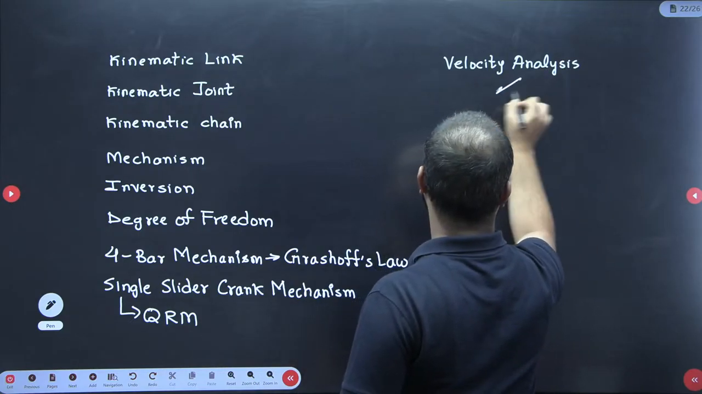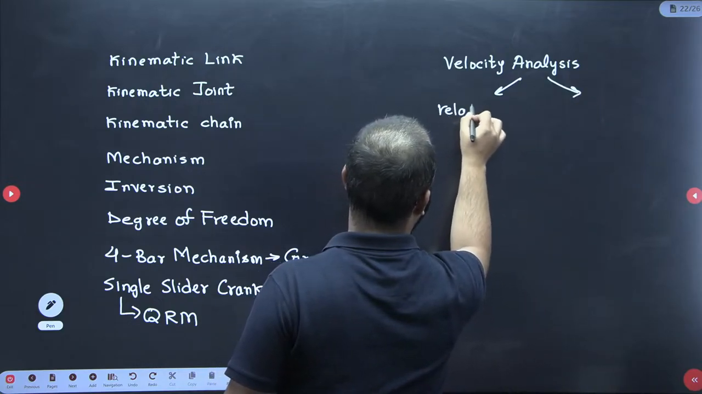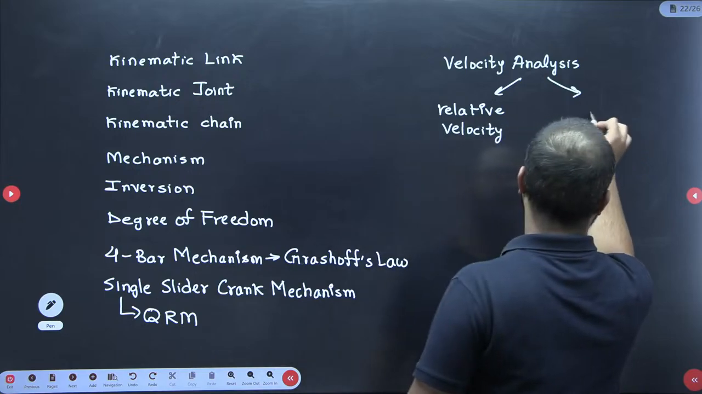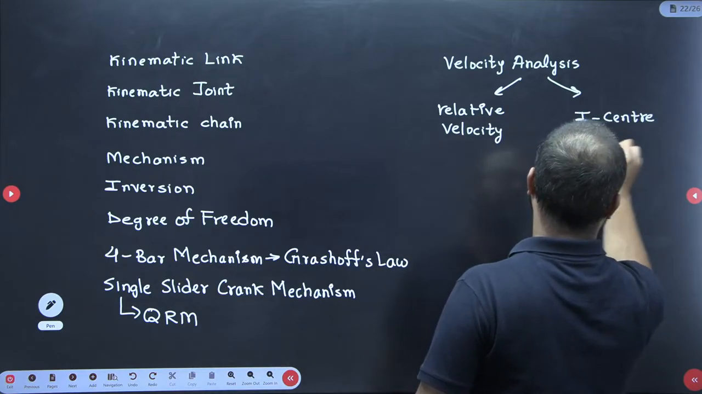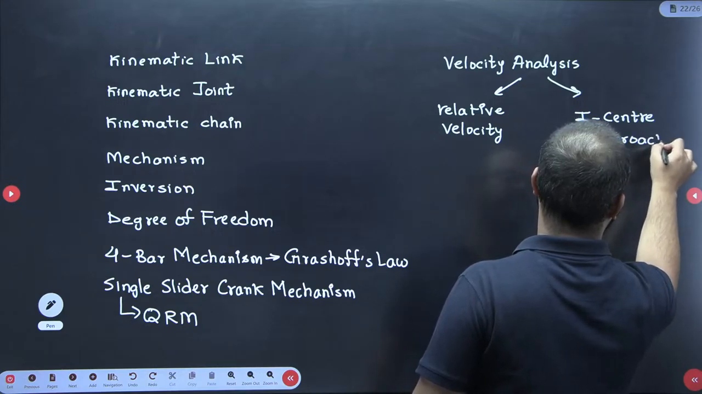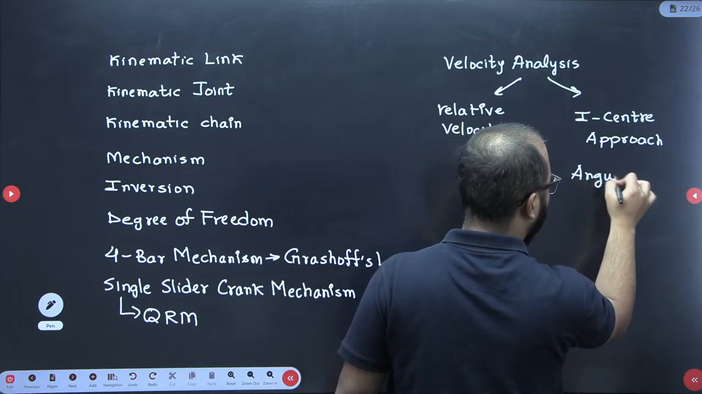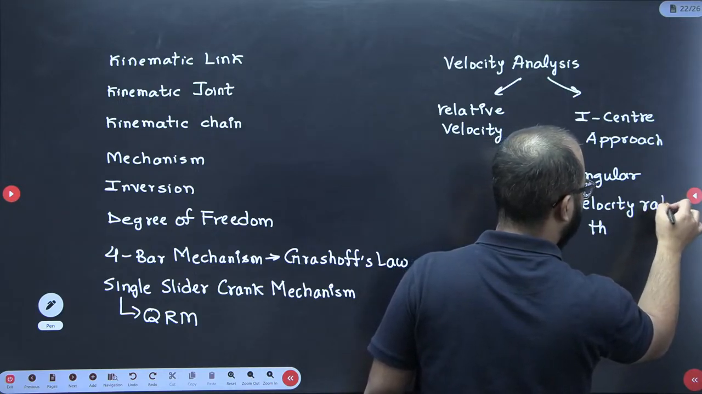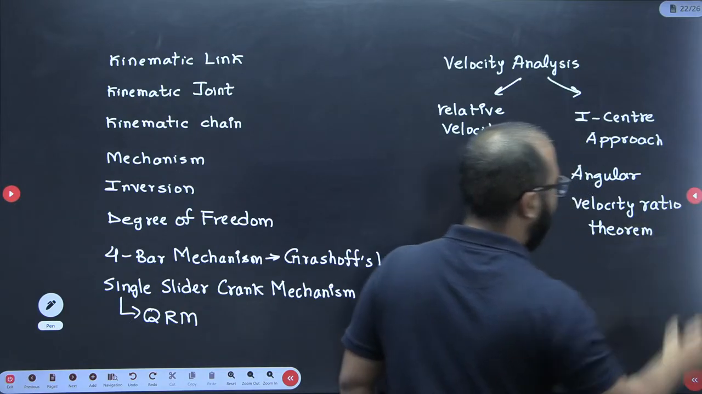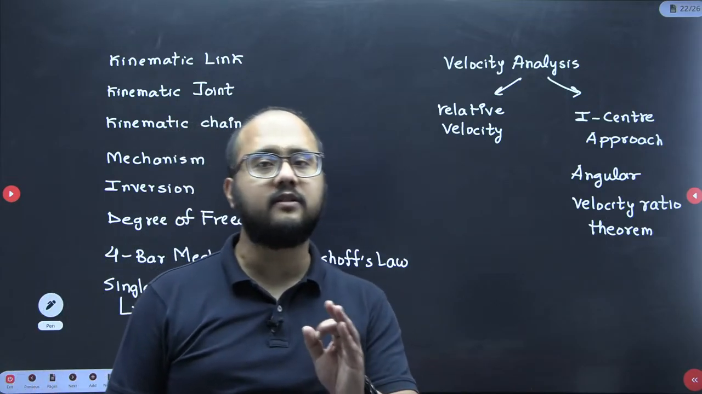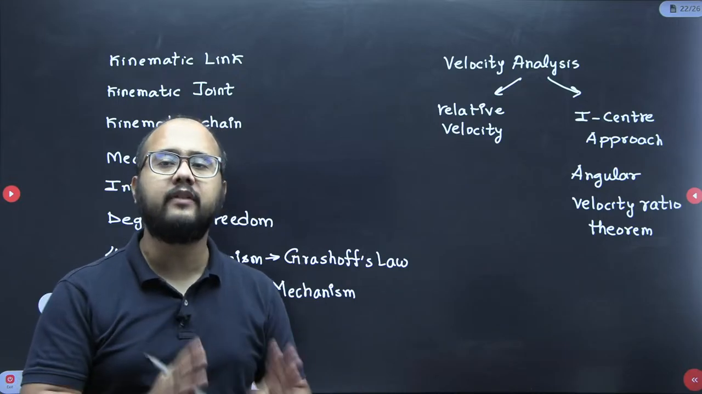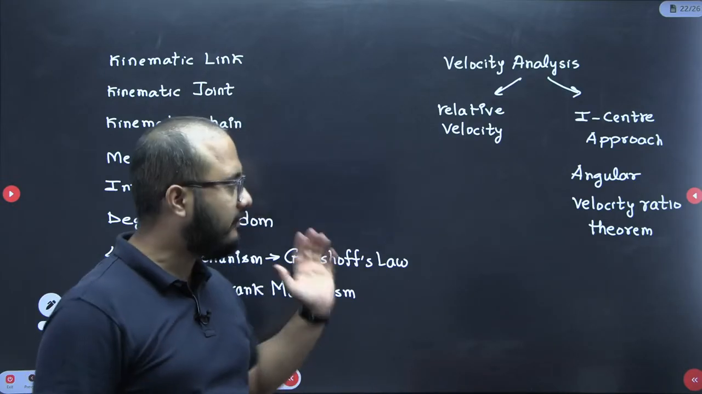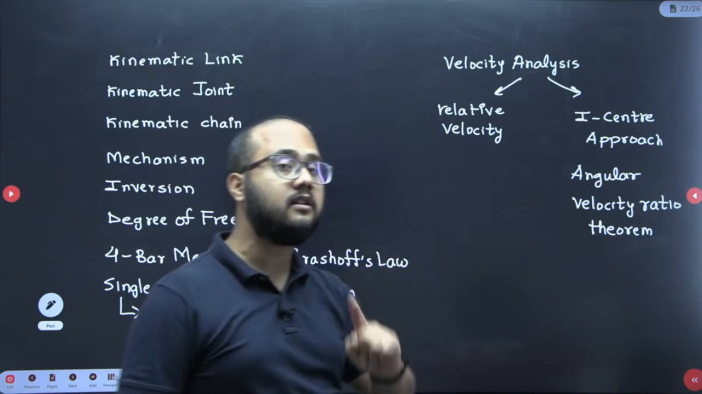In velocity analysis, two different approaches we have used. Relative velocity, and another was the I-center approach. And in the I-center approach, we have used the angular velocity ratio theorem. I've told you also, every year a question is coming from velocity analysis, and we have solved almost all previous year questions. First, we solved with the relative velocity approach, in which we have drawn the velocity diagram. And after that, in the I-center approach, we have used the angular velocity ratio theorem, right?